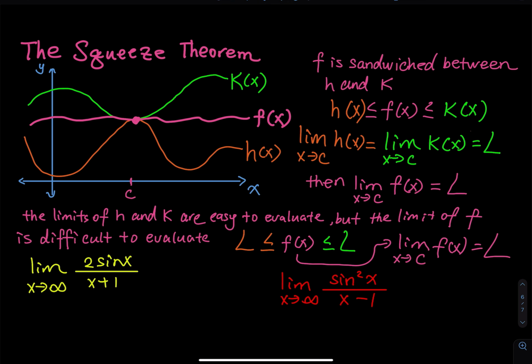Then you have to think about functions h and k, where the limit of h and k is easy to evaluate. As a result, since f is between them, the limit of f is just equal to that of h and k. Do you see that in this picture, h, k, and f join at the same point when x is equal to c? But when x approaches c for f, the limit is hard to evaluate. So we will be using k and h as assistants to help us evaluate the limit when x approaches c for the function f.